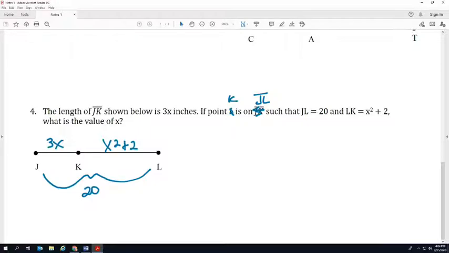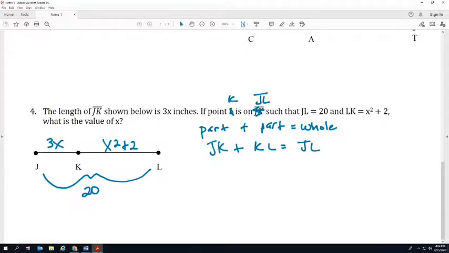All right, we're going to use the segment addition postulate again, and we're going to say part plus part equals the whole amount. So the parts are JK plus KL equal the whole amount, which is JL. Plugging in what we know, JK is 3x, KL is x squared plus 2, and JL is 20.